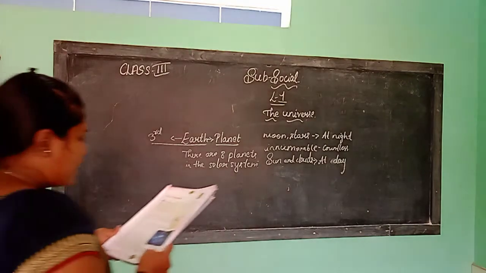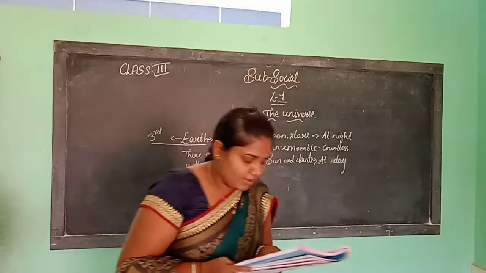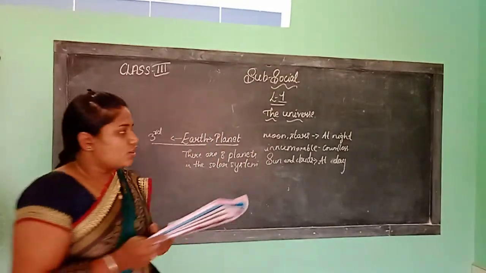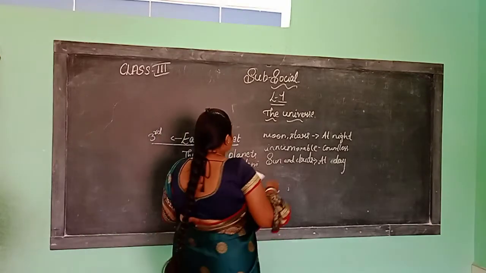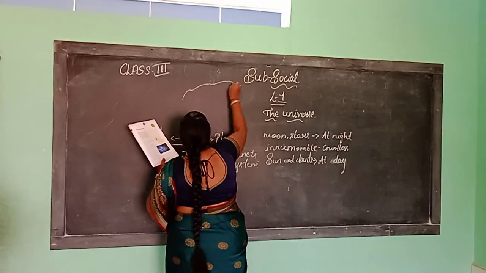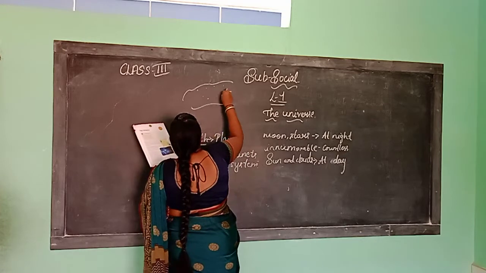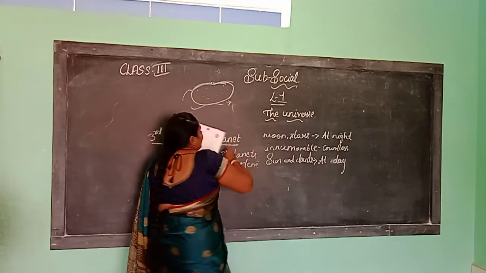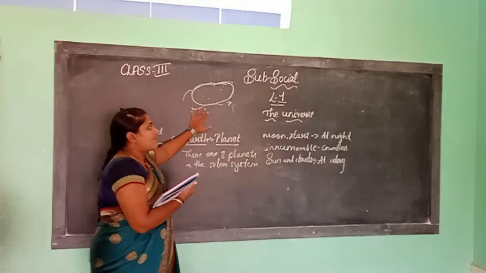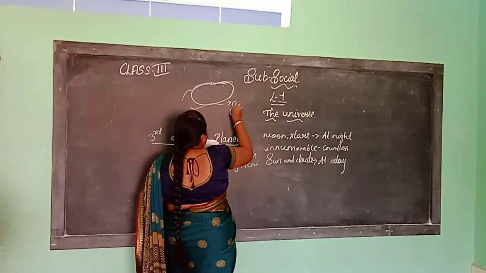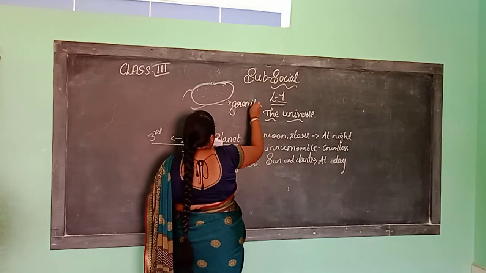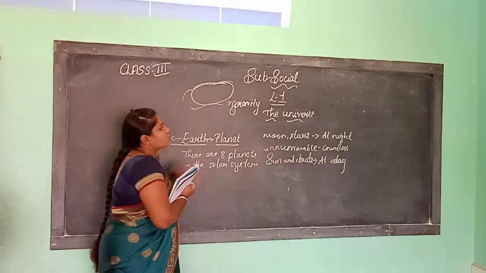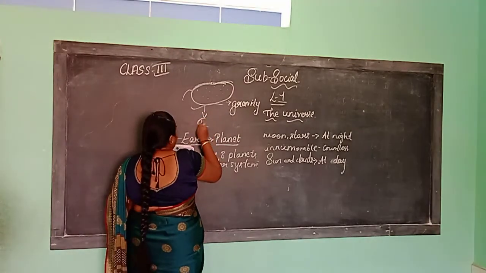A collection of stars and planets that are held together by gravity is called a galaxy. So many stars are there in the sky. This collection of stars is held together by the power of gravity. Gravity means attraction. So these are held together by gravity. This is called a galaxy.